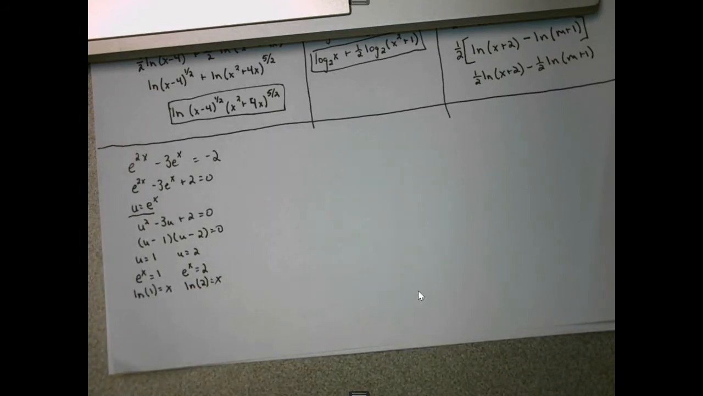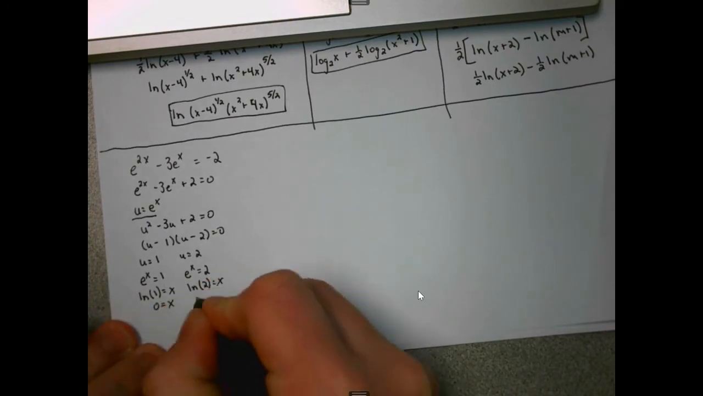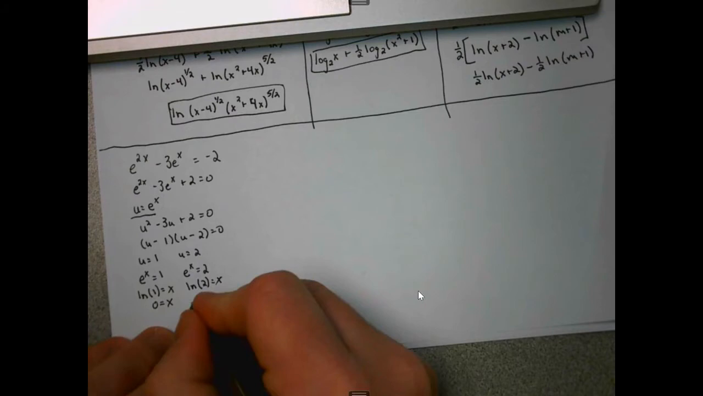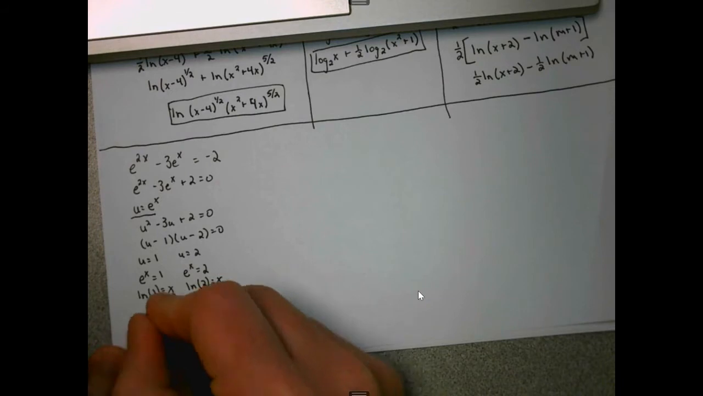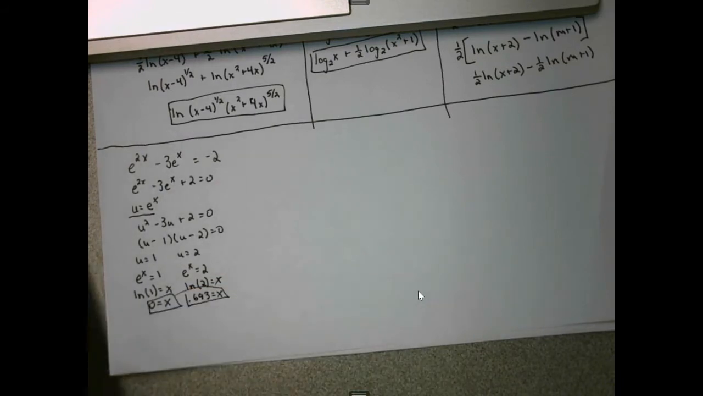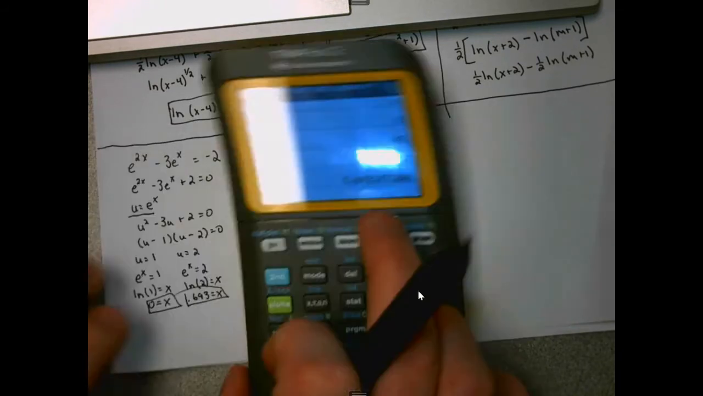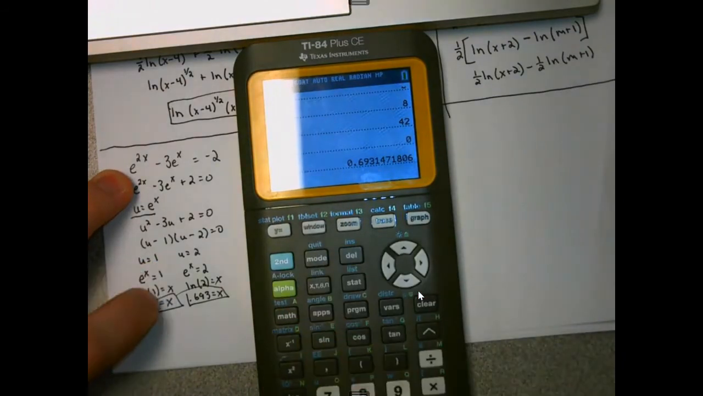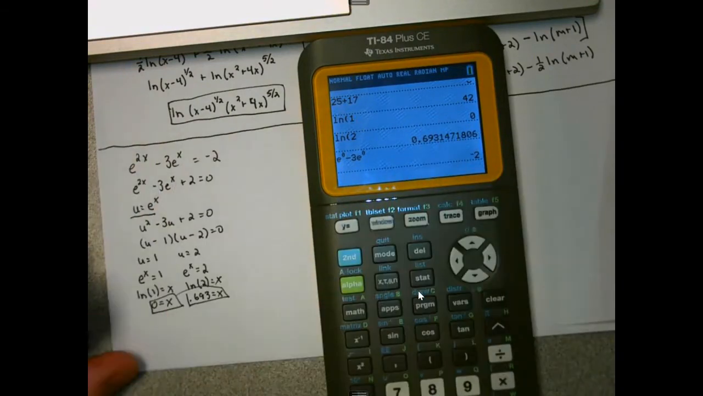And we can estimate those in order to check our answer. So ln of 1 is 0, and ln of 2 is 0.693 for those answers. And if we plug those back in, you can just check on the calculator. So e to the 0 minus 3e to the 0, enter, and you get -2. So you can check, and then you can check the other one.